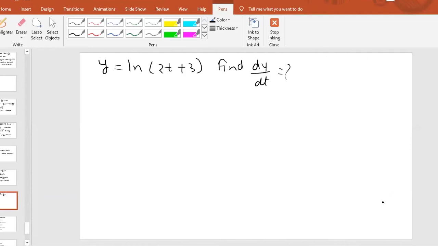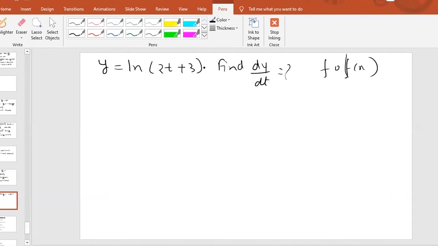Okay, it should be 2 divided by 2t plus 3. Now let us solve this. Again, first of all, you have to recognize it is a function of x, like this. Why is it? Because we are differentiating with t. Inside it is 2t plus 3.